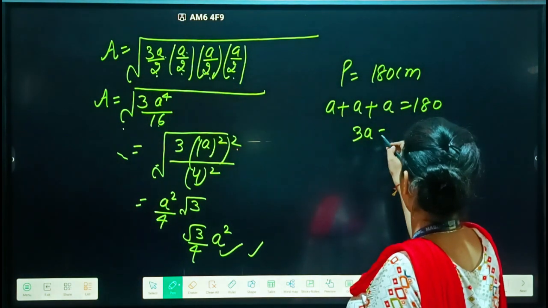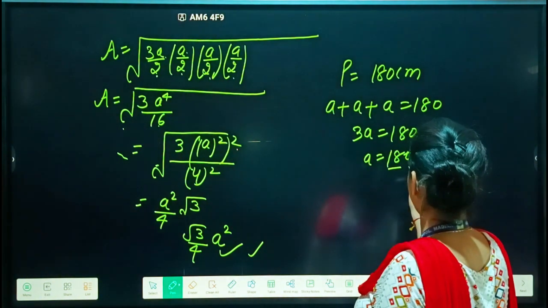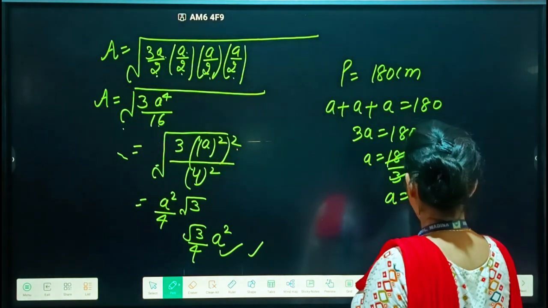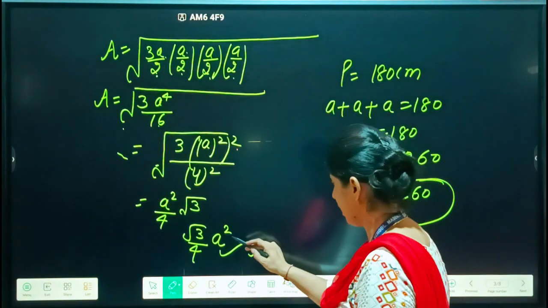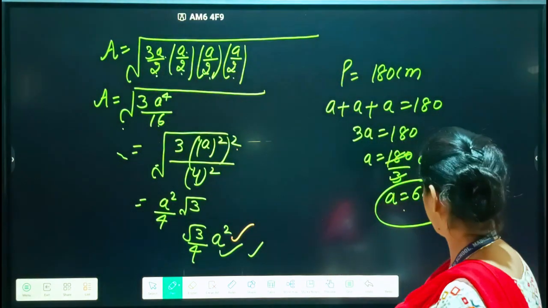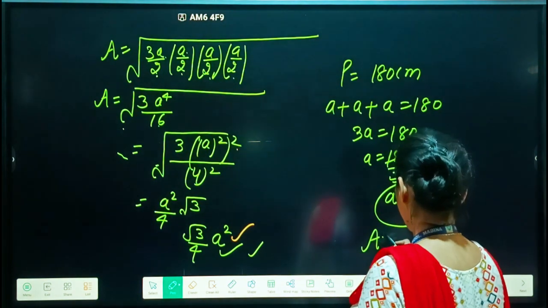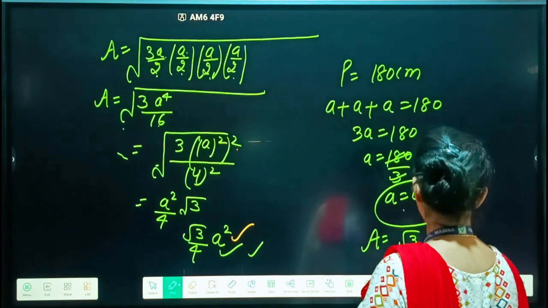3a is equal to 180. a is equal to 180 by 3, that is 60. The side is now 60. We have already proved this by Heron's formula. Now we will apply it, in the place of a put 60. Okay, so the area will become root 3 by 4 into a, which is now 60, 60 square.